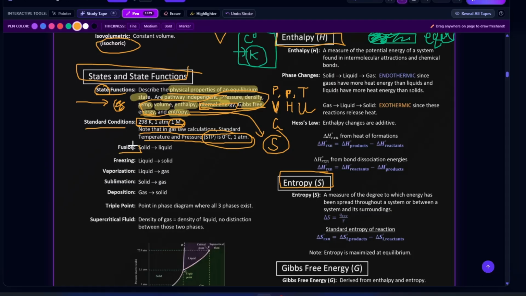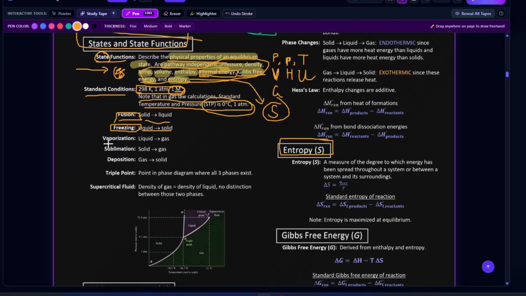Fusion is when a solid turns into a liquid. Freezing is when a liquid turns into a solid. I'm sure you can think of real life examples in your own life. Vaporization is when a liquid turns to gas. Sublimation is when a solid turns to gas. Deposition is when a gas turns to solid.